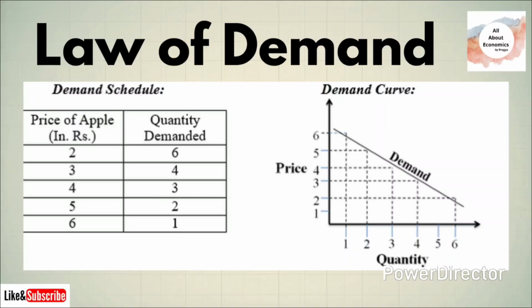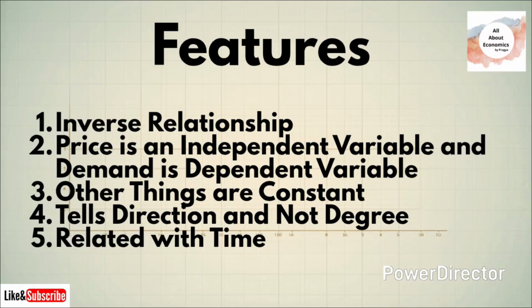This downward sloping curve basically reflects the inverse relationship between price and quantity demanded, and it proves to us that when the price is increasing, the quantity demanded is decreasing. So it is basically showing the inverse relationship of price and quantity demanded in a curve, and it is a downward sloping curve. Now let's talk about the features of the law of demand.